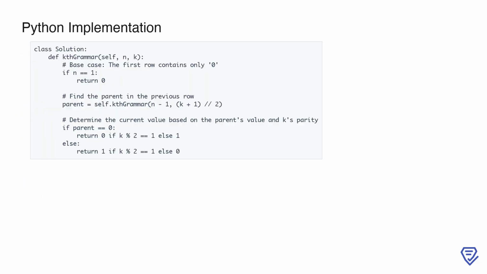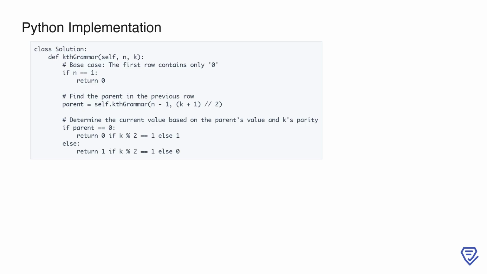This Python implementation efficiently solves the Kth Symbol in Grammar problem using recursion. The problem states that we start with 0 at row 1 and generate the next rows by replacing 0 with 01 and 1 with 10. The goal is to determine the Kth symbol in the nth row.